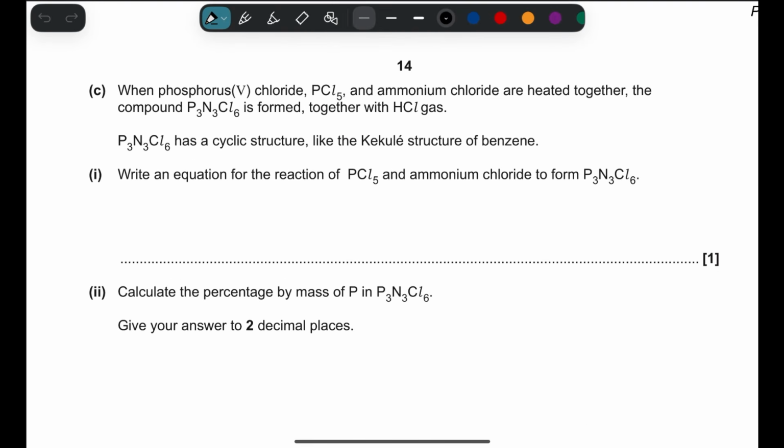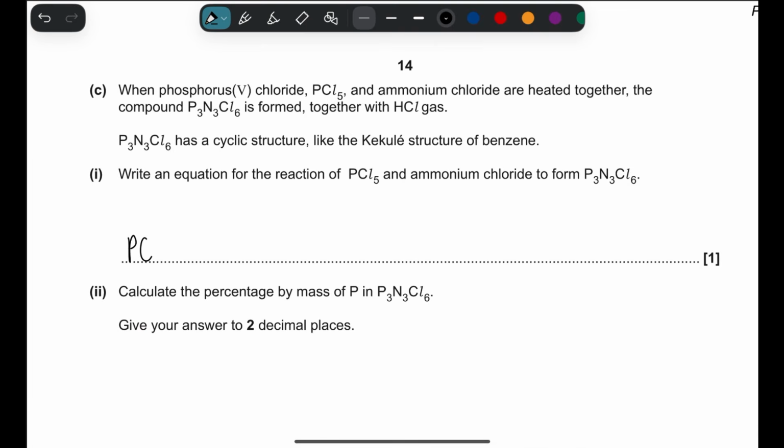So in terms of writing this one, we know PCl5, so PCl5 plus ammonium chloride, which we need to know. So ammonium chloride, NH4+ and then the Cl-. And we know it's going to form P3N3Cl6, and it's also going to form HCl. So again, they haven't told us, so we don't need to worry about it. What we need to think is, we need to fit what we have into this molecule here.